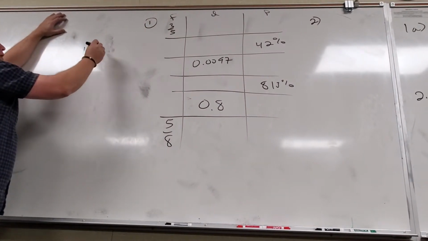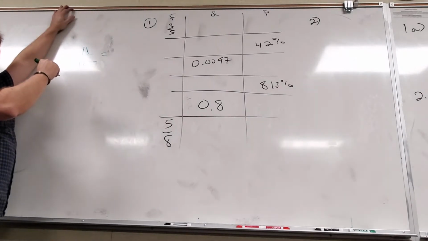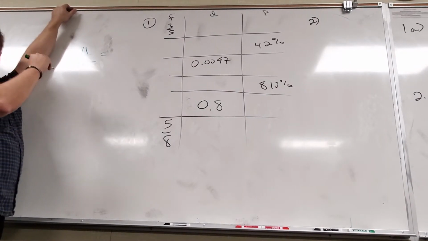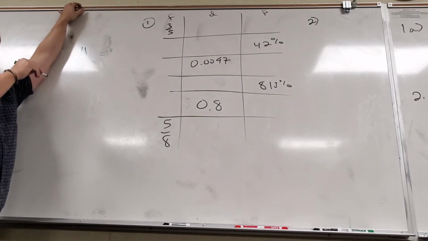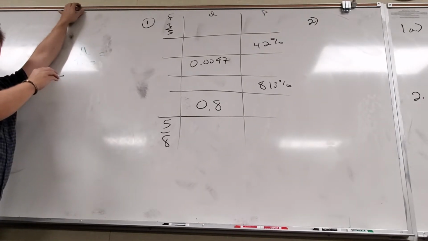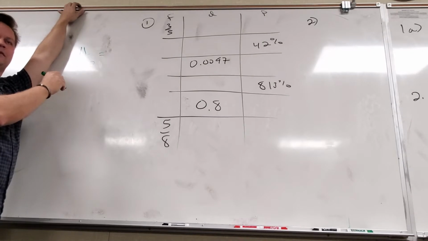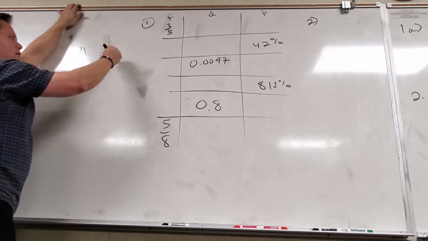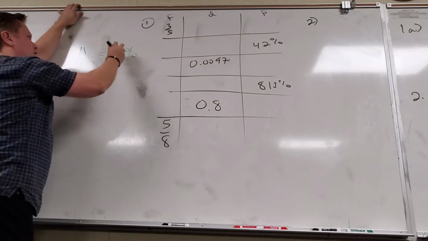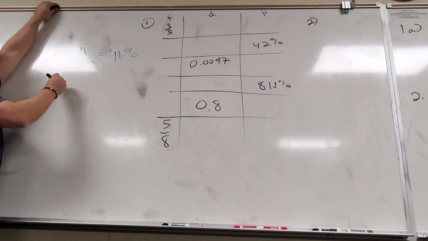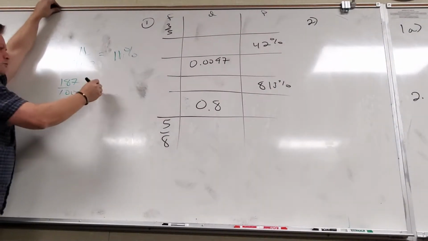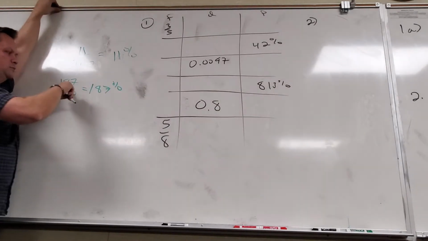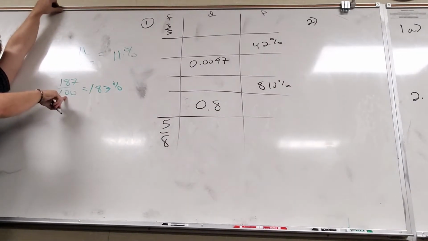What percentage is 11 over 100? Some of you guys are mouthing at me. 11 over 100 is what percent? Wait a minute. No, that's a decimal. What percentage is that? 11%. Make it 11, Jeff. There you go. 187 over 100 is what percent? 187%. Because percent means per 100. Right? You guys see that?